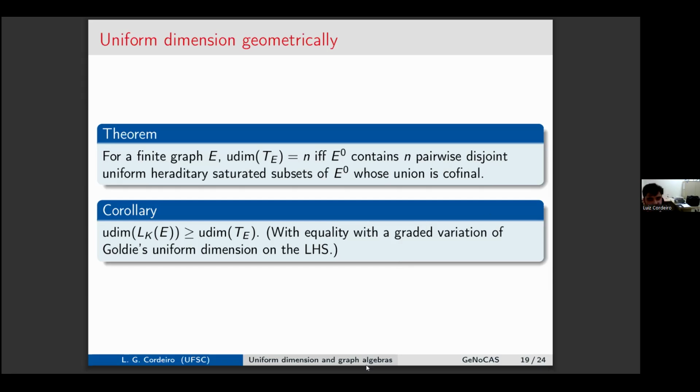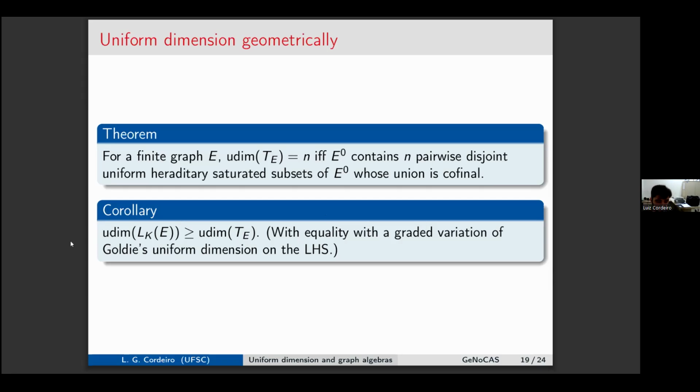That is just a direct translation given by the previous theorem. And as a corollary, we can see that the uniform dimension of the Leavitt Path Algebra in the original sense by Goldie, which I did not really state in this talk, is greater than or equal to the uniform dimension of the talented monoid of E. And I suppose this should almost always be a proper inequality. However, we have equality if we do some variations on Goldie's original definition of uniform dimension of a module.